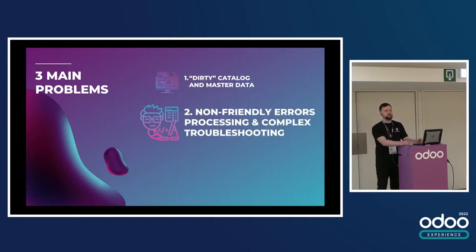The next problem was non-friendly user errors. Obviously, when you are connecting 2 systems together, there will be errors. But in existing solutions, you need to be an Odoo developer, or have an Odoo developer, in order to fix those issues. And of course, some customers don't have them, so they became a little bit crazy about it.